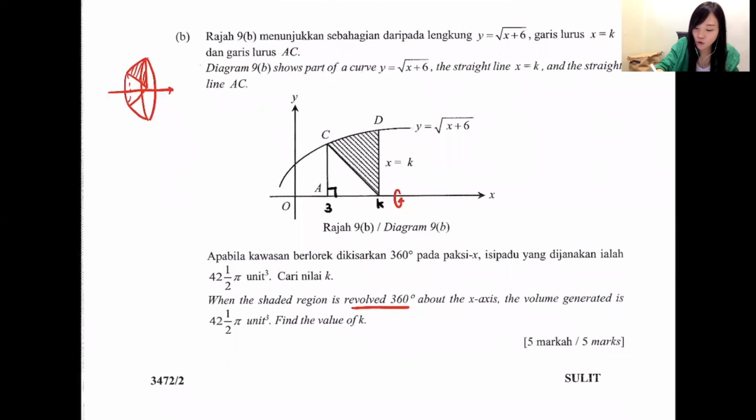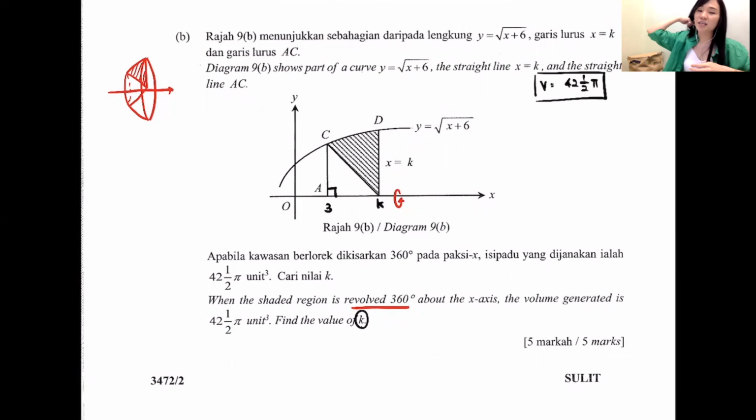So next they say the volume. Wait, seriously, it is volume? But in this question, they never ask you for the volume. They give me the volume. So they straight away tell me the volume for that pink color solid shape, right? It will be 42.5 pi. Now they want you to reverse and find the k out. How do I find the k line, my dear?